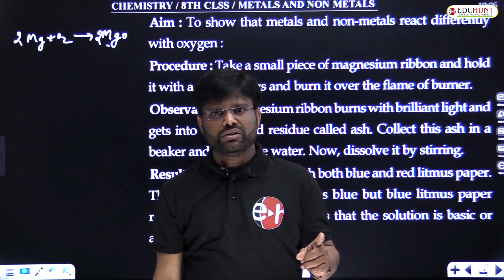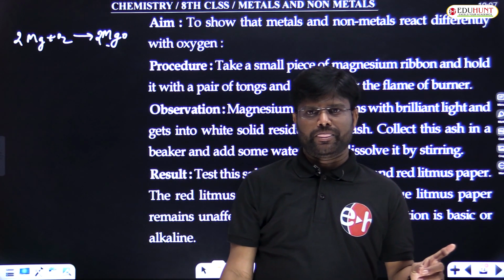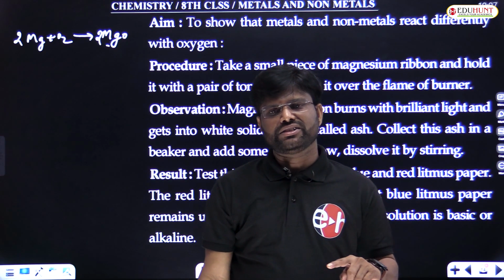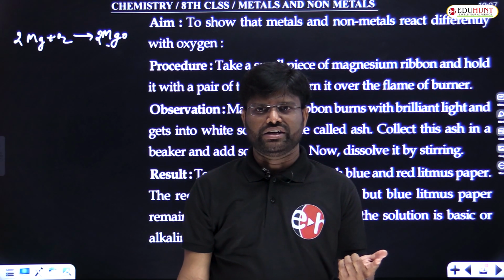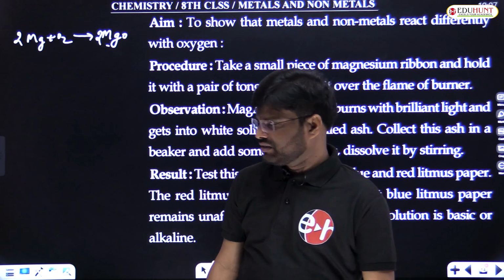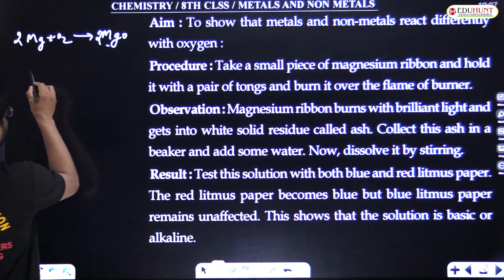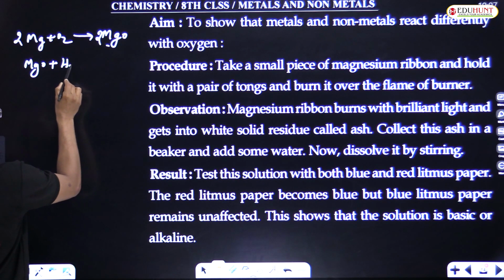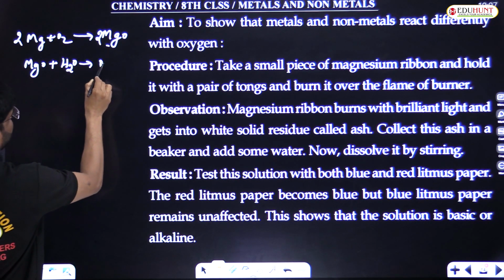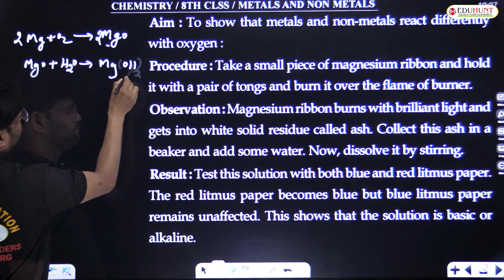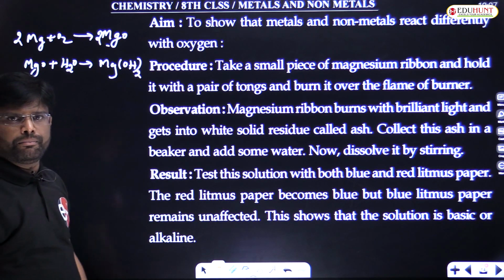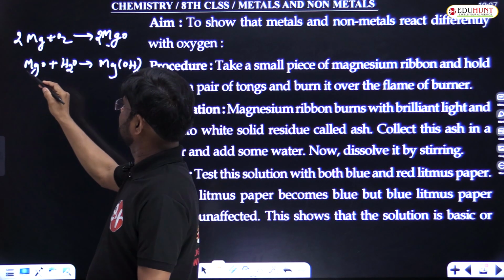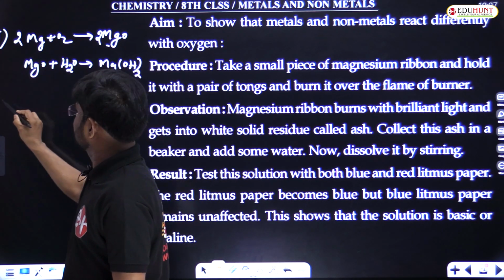So first what you observed? White dazzling flame when magnesium burns. Second one is the ash of magnesium oxide. Next, this magnesium oxide reacts with water to form magnesium hydroxide. This is about magnesium. Second one is sulfur.